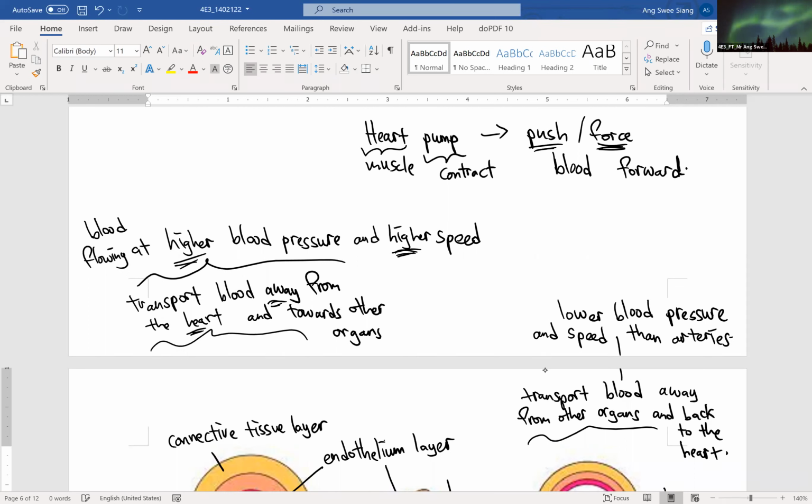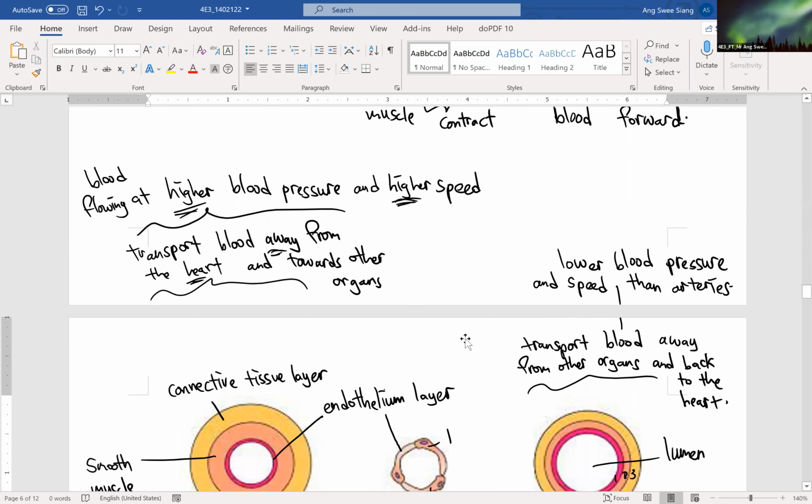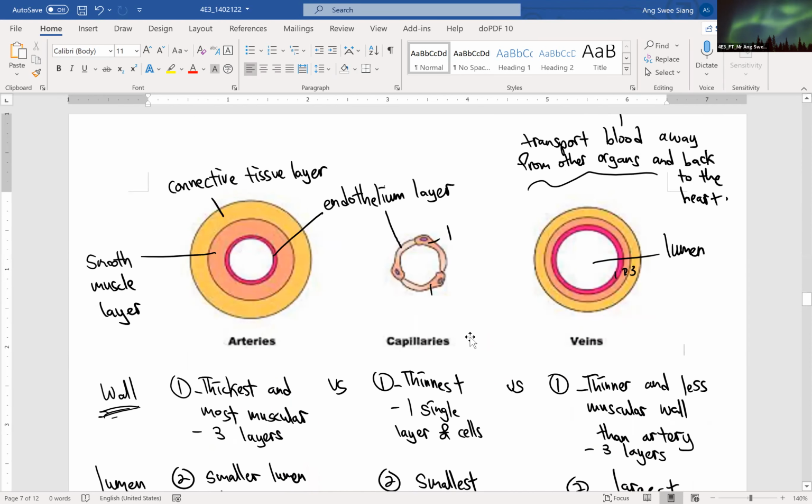But by the time the blood flows to the veins, it will be very far away from the heart. The blood will have lost all the force, all the energy. So maybe I'll just write here: furthest, actually not really furthest. Blood in veins have traveled furthest from the heart.